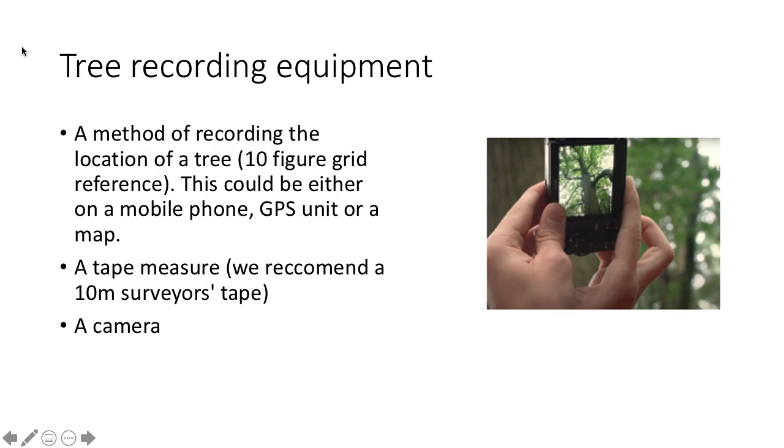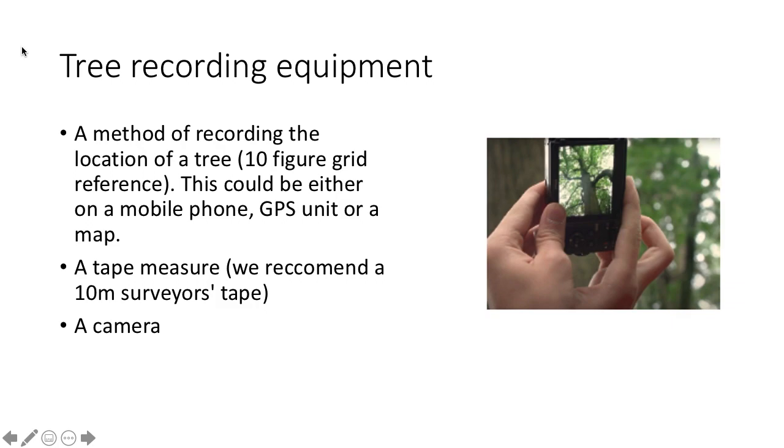A tape measure is often very helpful to measure the girth of a tree, and maybe I actually should have also added on this list a tree species ID guide to help you identify the species of tree, because that's also important to know so that you can age it correctly. And also a camera is very helpful, because you can then submit the photos along with your record.